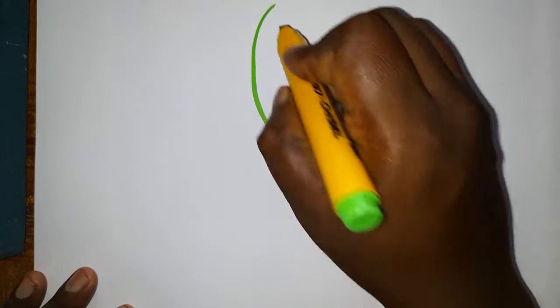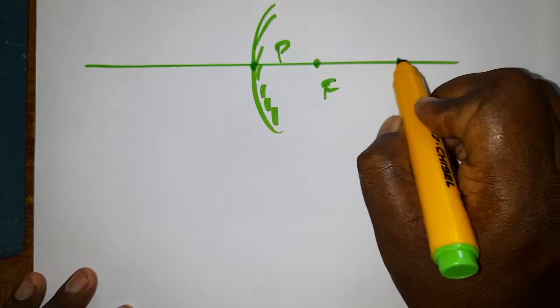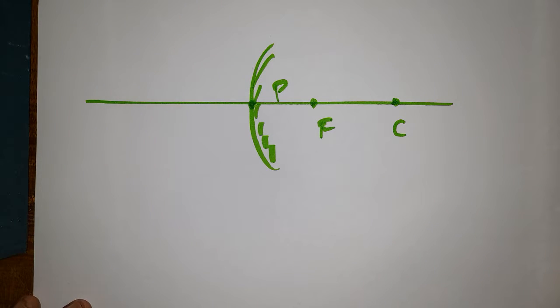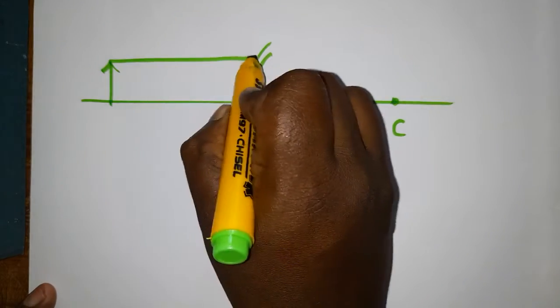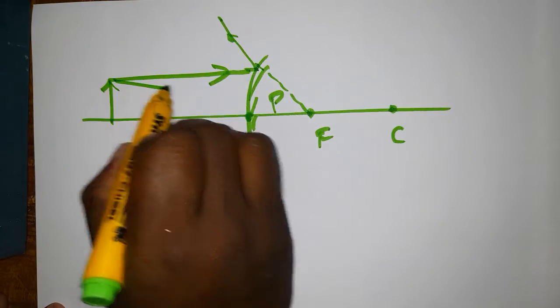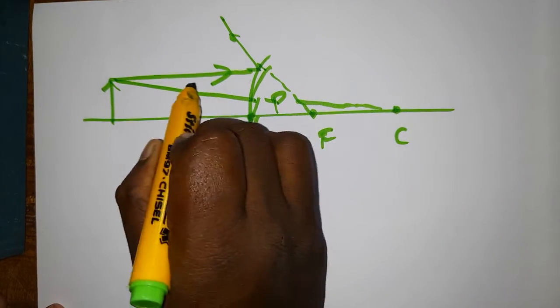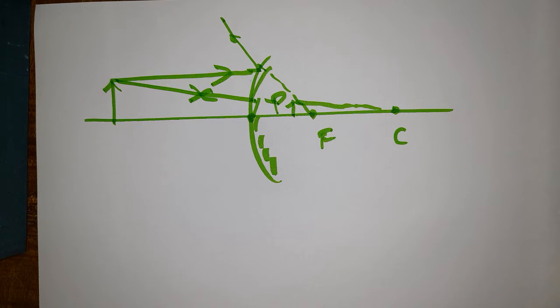Now, I will do the convex mirror. What is the convex mirror? There are two possibilities for the convex mirror. I have a convex mirror like this. The main possibility is P, F, C. I place the object somewhere here. Where will the parallel ray go? After reflection it will be reflected away from the focus. Where will the center ray go? The center ray will be reflected along the same path. The image will be formed here: upright, virtual, erect, diminished. This condition will always be the same.